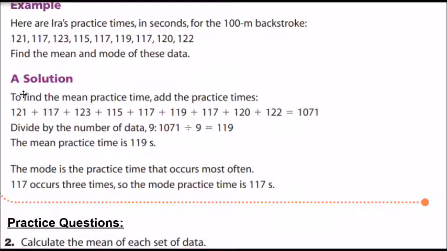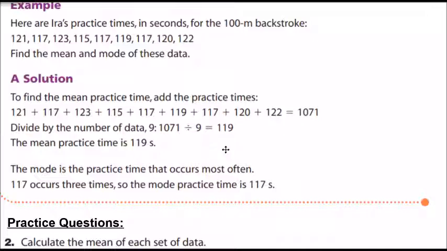To find the mean, we're going to add every single one of these numbers up, which gives us 1,071. Then we're going to divide by the total number of times she swam the 100-meter backstroke. That would be 1, 2, 3, 4, 5, 6, 7, 8, 9 times. So 1,071 divided by 9 is 119. So her mean practice time is 119 seconds.